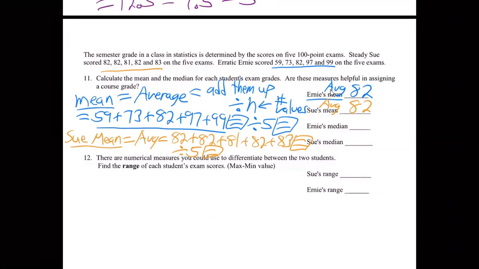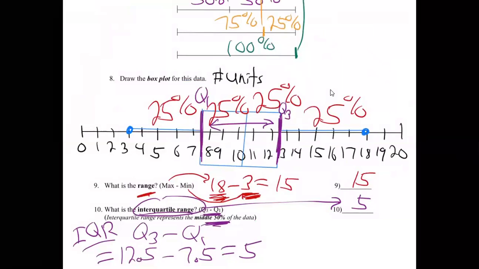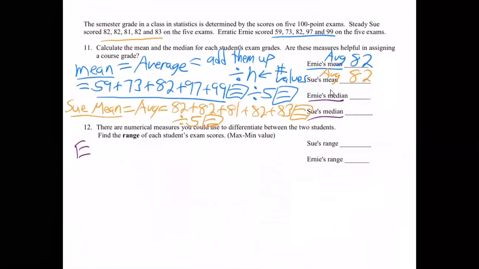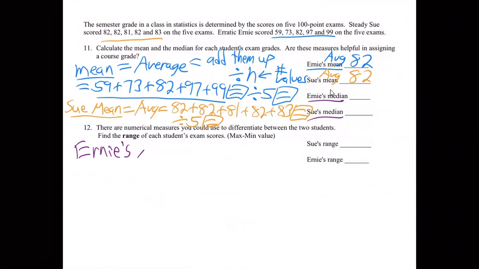I'm kind of running out of room there. That's all right. We're running out of time, so I'll fix it next time. But anyway, now let's find the median for both of those. The median. Are you ready? We're going to find Ernie's median and then Sue's median. I'm going to come down on number 12 because I don't have any more room there for number 11. I'll fix this next time. I'll move it to another page and make more room next time. But let's go down to Ernie's median.